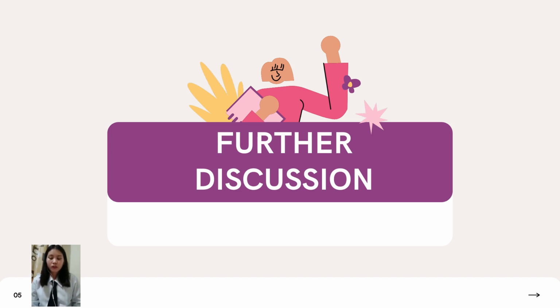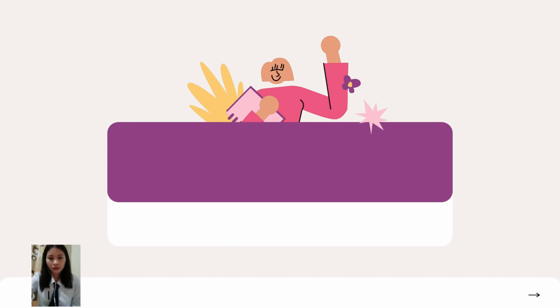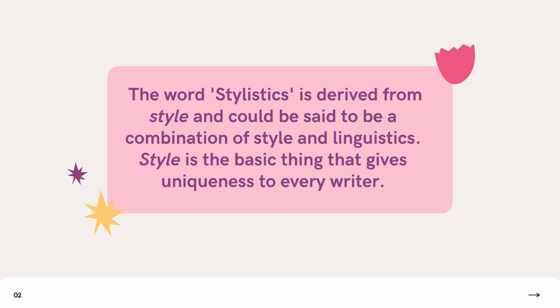For further discussion about the important things you need to consider when dealing with stylistics, first, stylistics is derived from style and could be said to be a combination of style and linguistics. Style is the basic thing that gives uniqueness to every writer. Style is also seen as a mark of character. For example, a writer's style often manifests in their tone, word choice, sentence structure, figurative language, sensory details, and other such elements of prose in their writing.